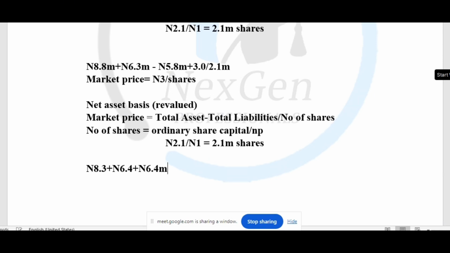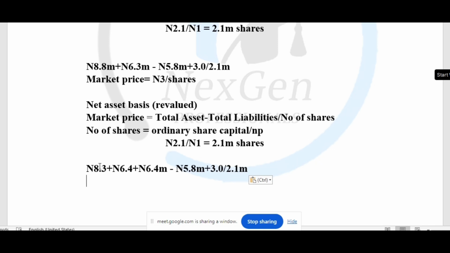This 6.4 is the current asset minus the current liability. Nothing changed in our current liability, right? Our current liability still remains the same, which means we need to just copy all this part and put it here, right?